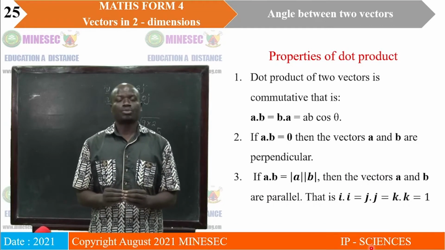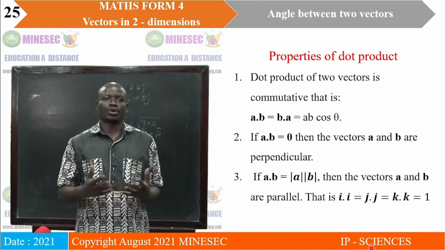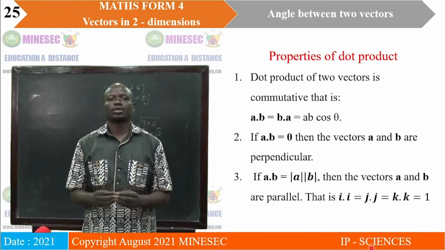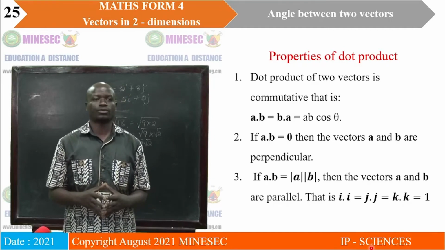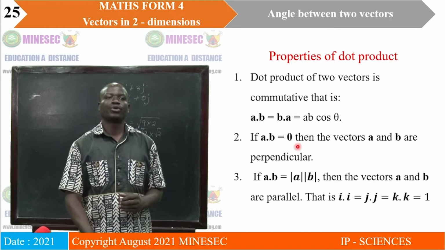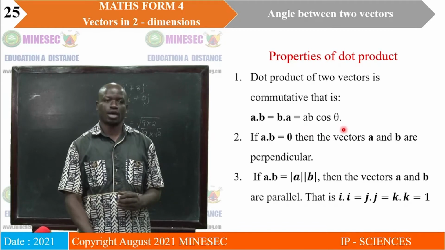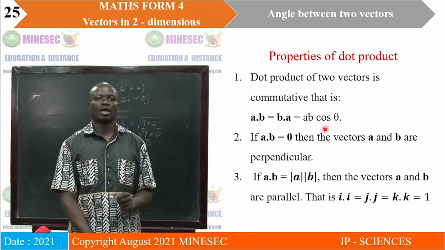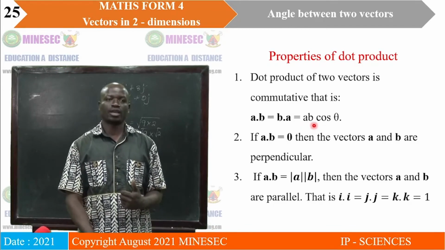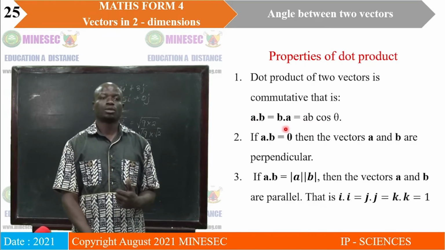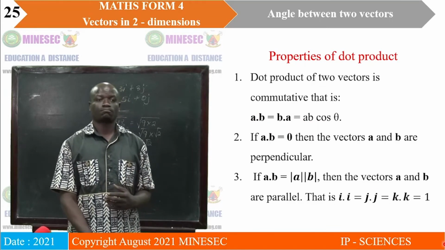There are some important properties of dot products. The first one is that the dot product of two vectors is commutative. So a dot b is the same as b dot a, and both are equal to ab cos theta, where a is the magnitude of vector a and b is the magnitude of vector b. Observe that the a and b here are not bold, since vectors are written as bold letters.